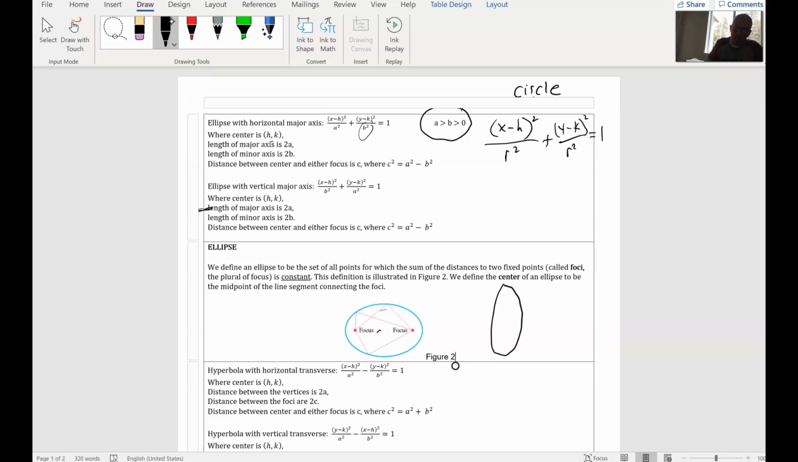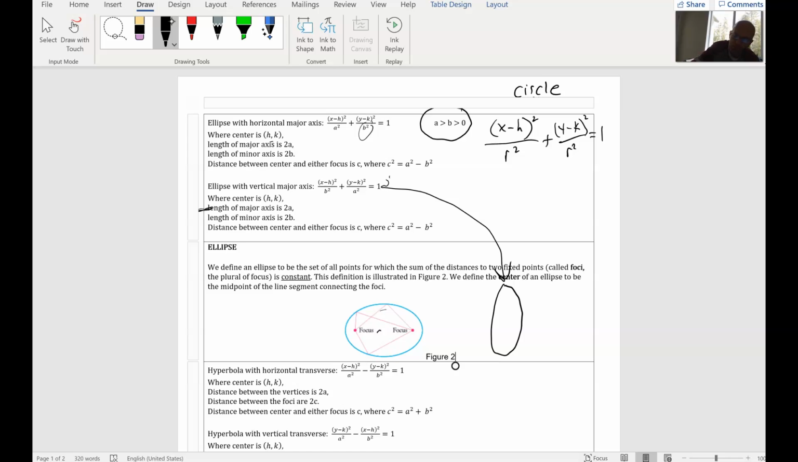Here the bigger number is underneath y, so that would make it longer in the y direction, so it looks something like that. Okay? So that's ellipses. Basically, you draw them kind of like circles. You use the h and the k to find the center point, and then you use the a and the b to get the 4 points.